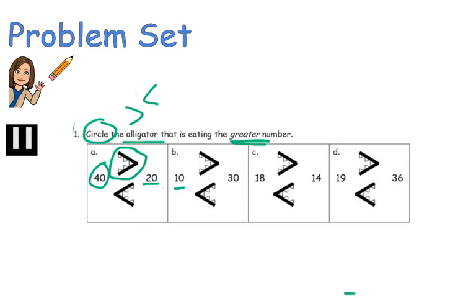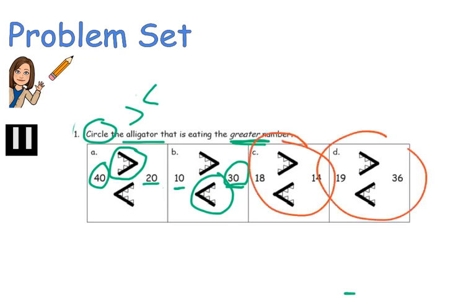We have 10 and 30. Which is the greater number? 30, very good. And which alligator is going to eat the number 30? The top alligator or the bottom alligator? The bottom alligator. Very good, boys and girls. Okay, so now you need to do C and D. So pause your video and you're going to circle the alligator that's eating the bigger number.